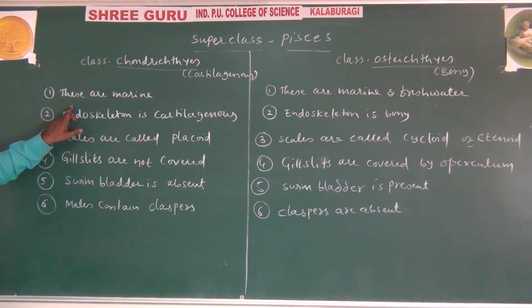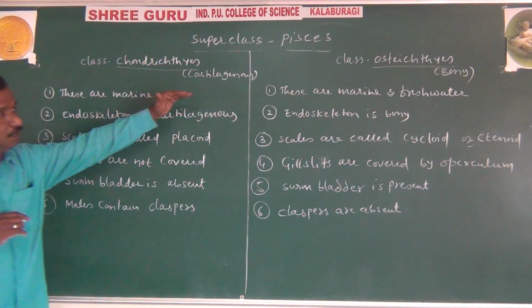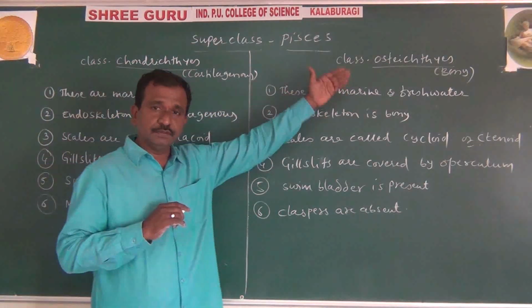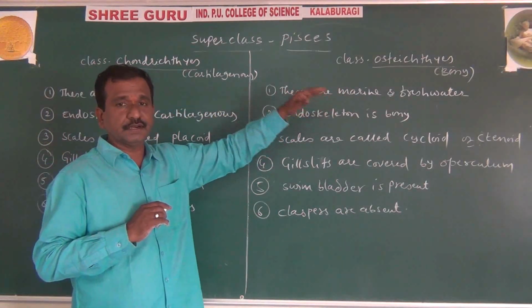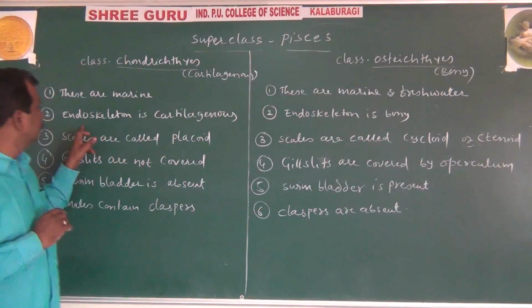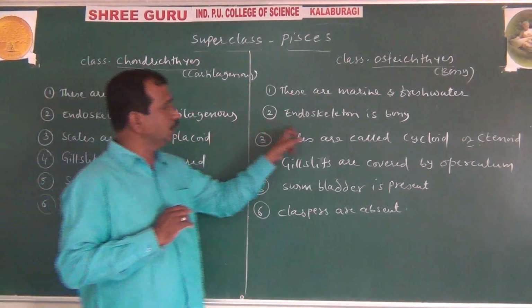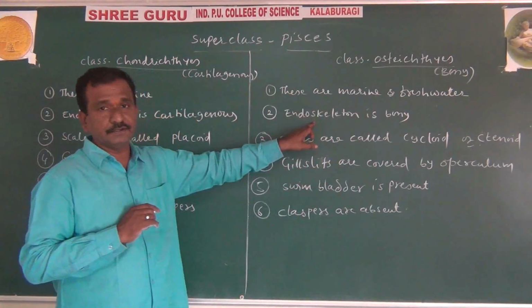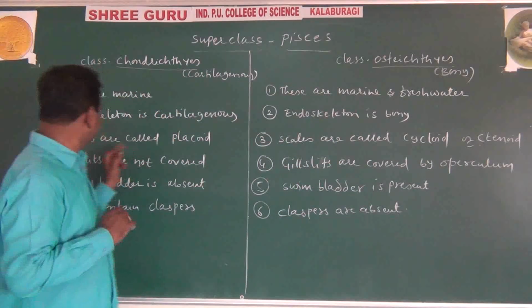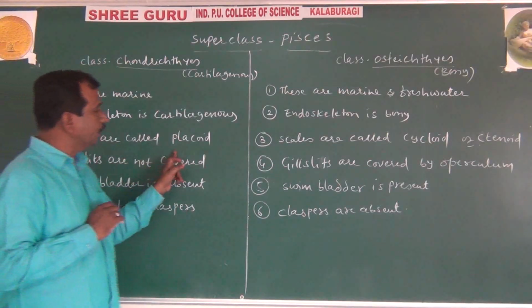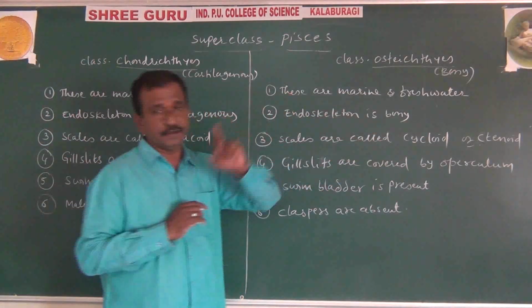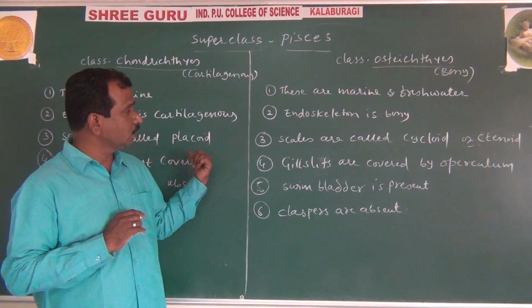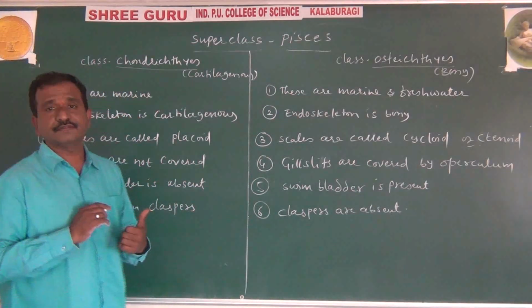So here, these are marine and freshwater. Bony fishes are present both in marine as well as freshwater. Next, endoskeleton is cartilaginous, endoskeleton is bony. Internal skeleton is bony. Next, scales are called placoid, scales are called cycloid or ctenoid.